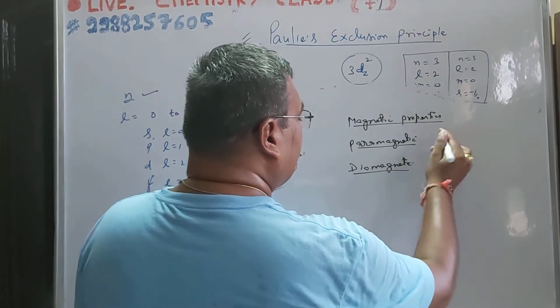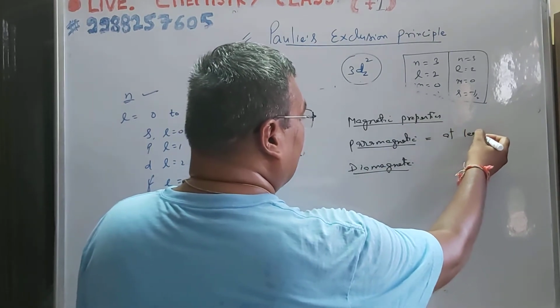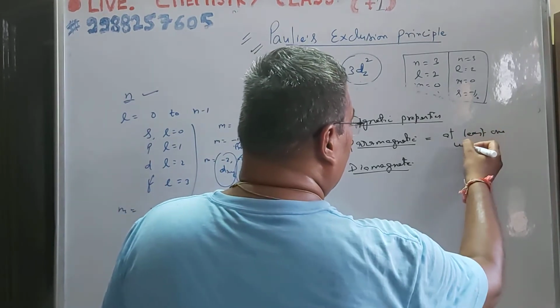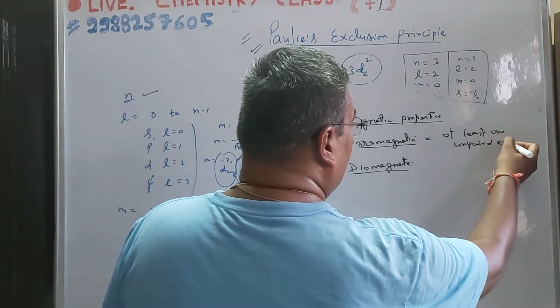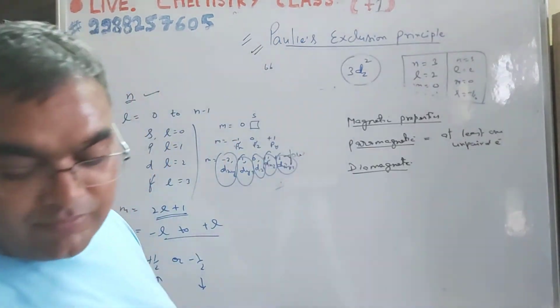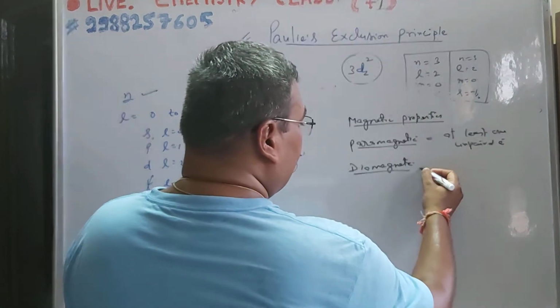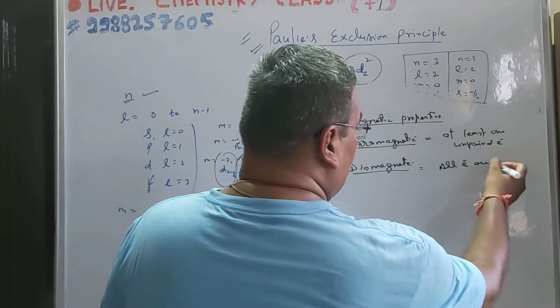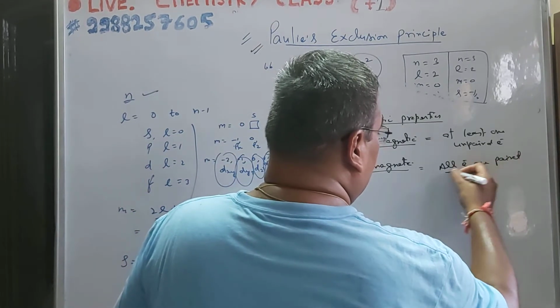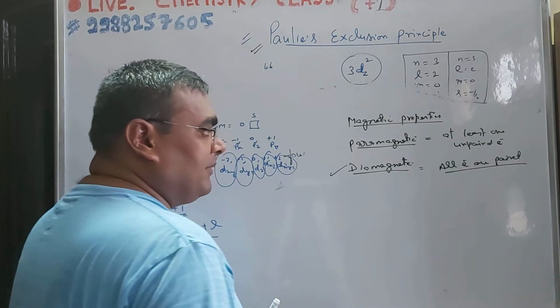For paramagnetic, you should know the element should have at least one unpaired electron in its electronic configuration. When we write the electronic configuration of an element, and if there is at least one electron as unpaired or singly filled, then we can say the species or element is said to be paramagnetic. And if all electrons are paired in the electronic configuration, it is said to be diamagnetic.